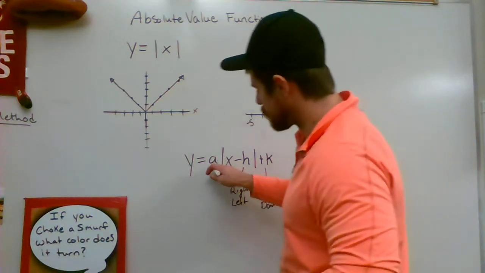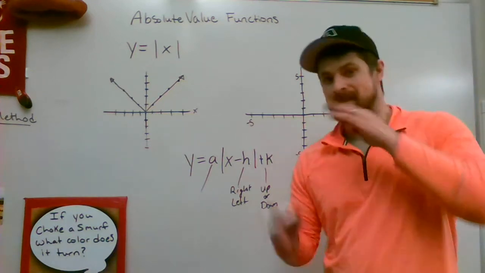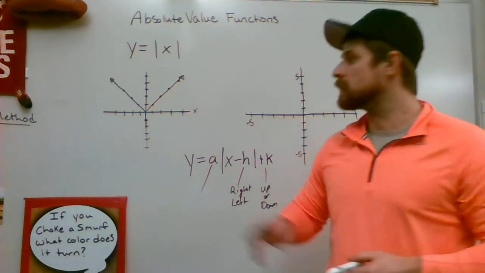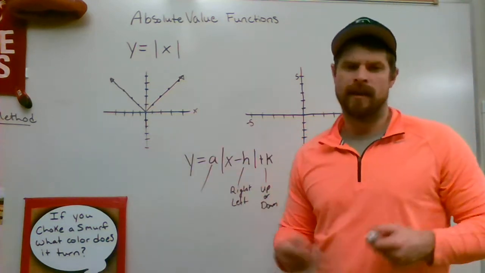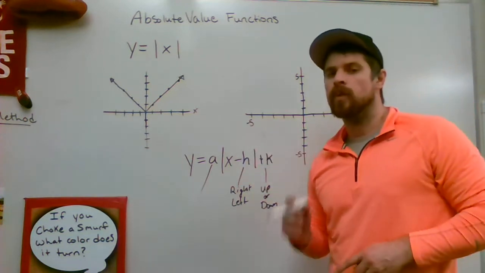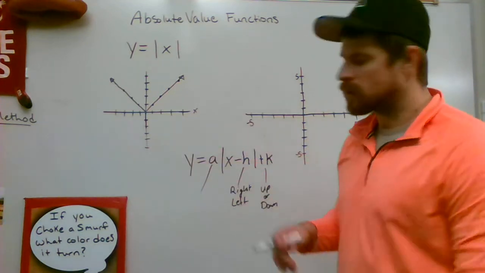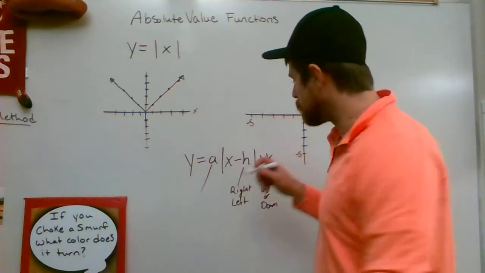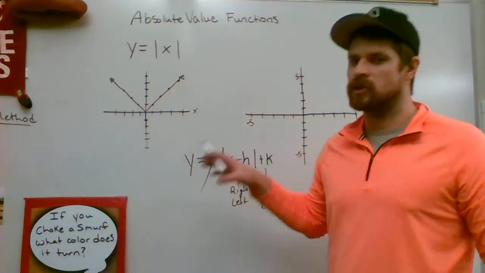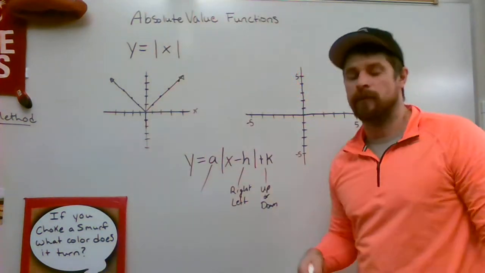Now, A is the one we're going to be dealing with today. A can do three different things. It can make it skinny, it can make it wide, or it can flip it upside down. And it can really do both. It can flip it upside down and make it wide at the same time. So we just need to focus on what A does in this video. And in my next video we can do all three of these things. We could shift it to the left, shift it up, make it wide, and flip it upside down if we wanted to.